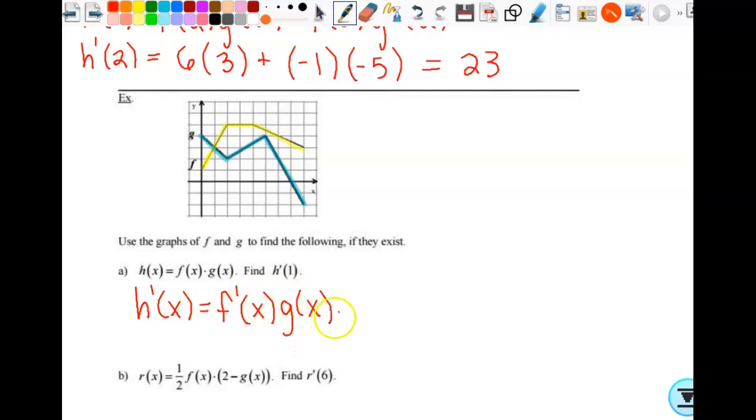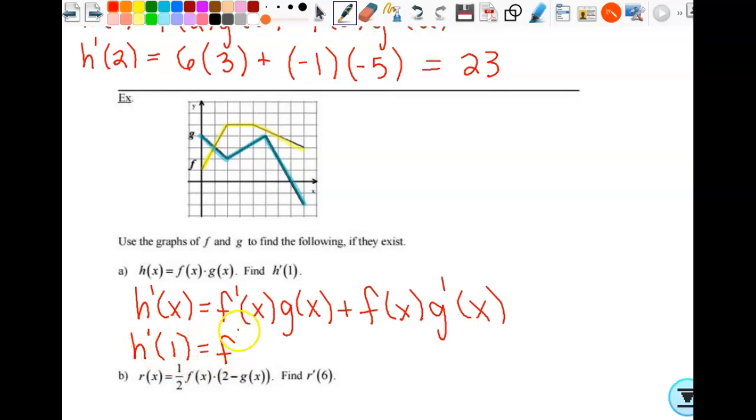Derivative of the first times the second plus the first times derivative of the second. All right, we need to evaluate this at x equals 1. So we need f prime at 1, g of 1, f of 1, and g prime of 1.